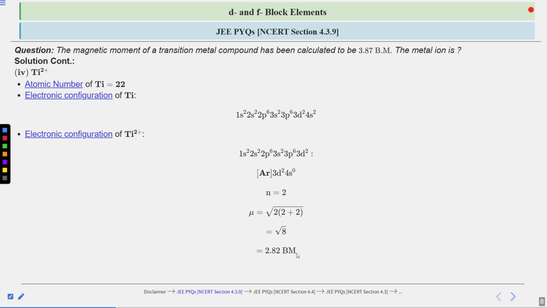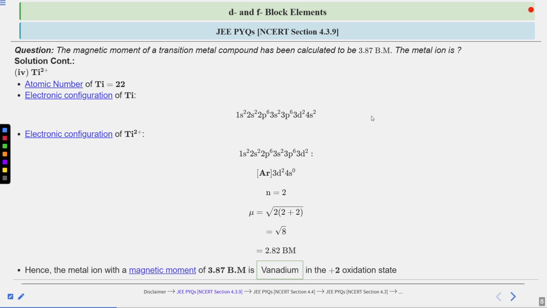Hence, our correct answer will be vanadium 2 positive, because the vanadium 2 positive magnetic moment is matching with the magnetic moment value given in our question. Hence, the metal ion with a magnetic moment of 3.87 Bohr magneton is vanadium in the +2 oxidation state.